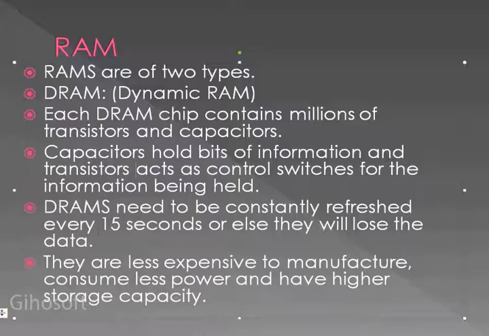DRAMs need to be constantly refreshed every 15 seconds or else they will lose the data. Because the capacitors which are used to make DRAMs cannot hold the charge for more than 15 seconds. So after 15 seconds the RAM is supposed to refresh, meaning whatever data was stored on the DRAM will all be erased and new data would be written onto it. They are less expensive to manufacture, they consume less power and have higher storage capacity.